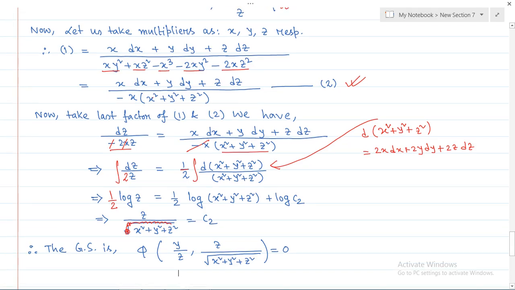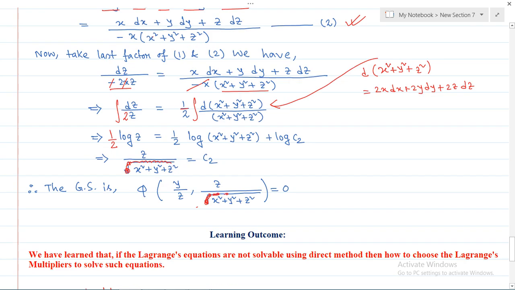So what will be our general solution then? First set of curve we have y upon z. Second set of curve, the square root will definitely not come, because I have not taken that 1 by 2 with that, that's why I have mistakenly written this. So the second set of curve is z upon x square plus y square plus z square equals c2, right? So this is the general solution.